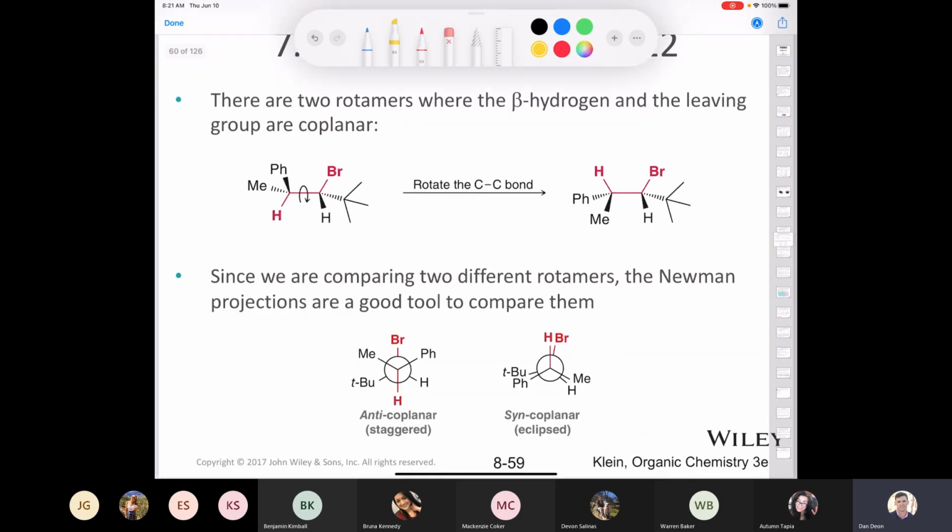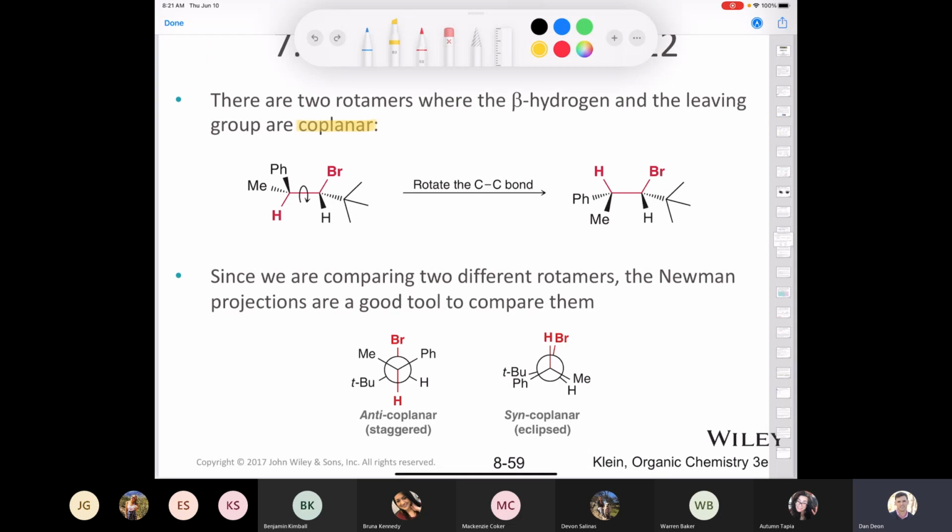So when we have the hydrogen and the bromine coplanar, all in the same plane, you actually see that there are two rotamers where that can happen, where they're both coplanar. We have the one here where I told you it's kind of as if they were trans. They're not, and we call it anti-coplanar, and I'll explain it in a second. You can see the word down here. But there's another rotamer here where they're all in the same plane.